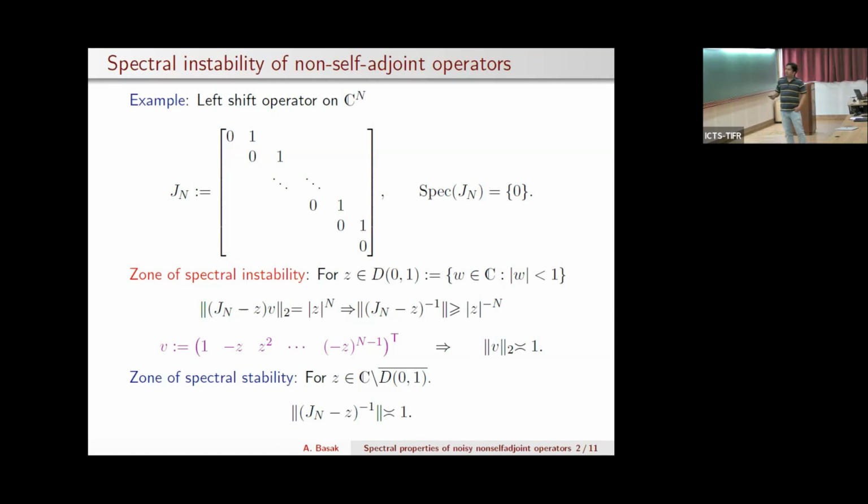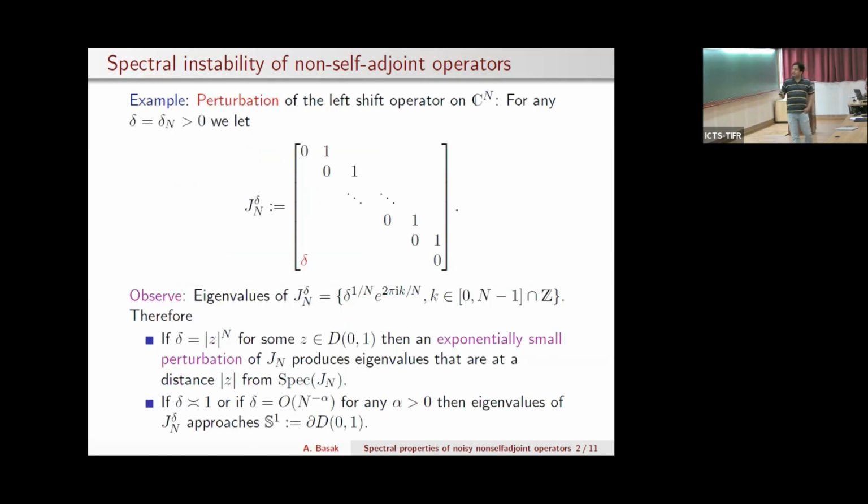And your V has norm of order 1, so you deduce that this resolvent has an exponentially large norm inside the unit disk. But on the other hand, if you take a Z which is outside the closed unit disk, then you can show, it needs some argument, that the operator norm of this resolvent is of order 1. So this tells us that inside this open unit disk, for any fixed Z which is away from 0 by distance of order 1, you can create a very small singular value, or in other words, you can have the resolvent be exponentially large in the dimension.